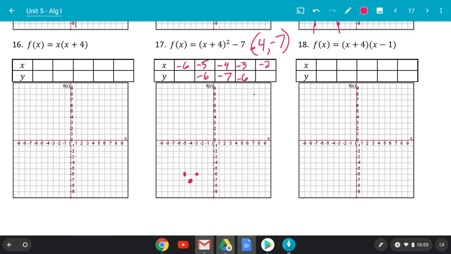Okay, so let's plug in -2. f of -2 is -2 plus 4 squared minus 7. -2 plus 4 is 2. 2 squared is 4 minus 7 is -3. Plug that in. -2, -3. -6, -3. Boom, there's my parabola. Questions, comments, concerns?